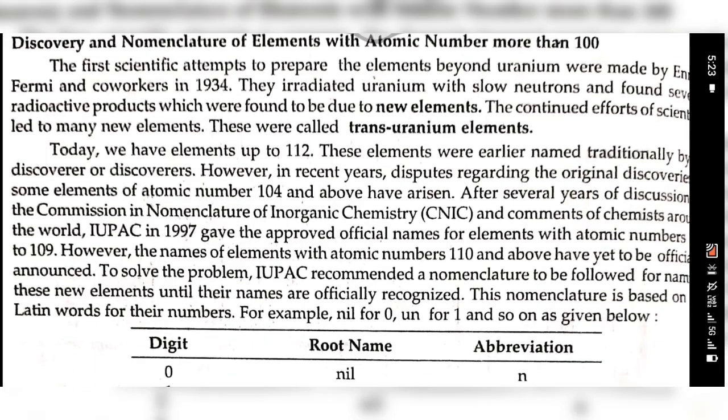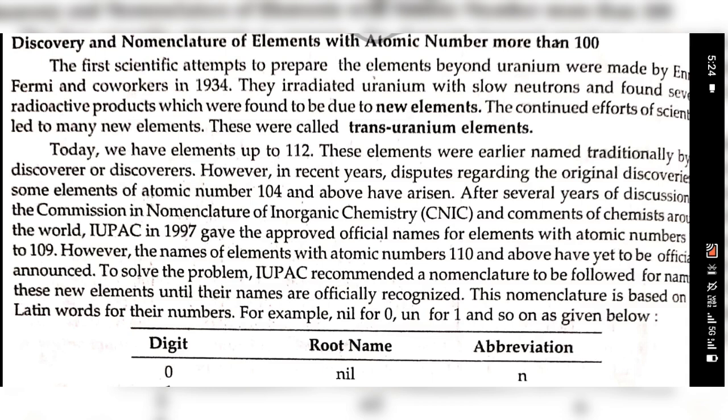Discovery and nomenclature of elements with atomic number more than 100. The first scientific attempt to prepare the elements beyond uranium was made by Enrico Fermi and co-workers in 1934. They irradiated uranium with slow neutrons and found several radioactive products which were found to be due to the new elements. The continued effort of scientists led to many new elements, and these were called transuranium elements. Today, we have elements up to 118.